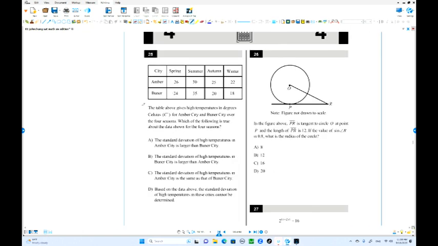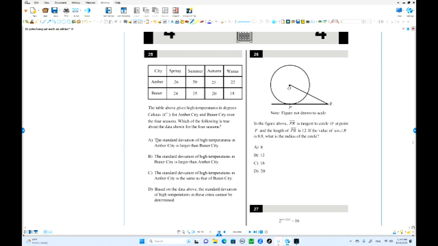Number 25. We have data on the table. Which of the following is true about the data in these series? They're asking about standard deviation. Standard deviation is just how spread out the data is. Which one is spread widely, and which is very narrow? A narrow spread means a small standard deviation, and a wider spread means a big standard deviation.